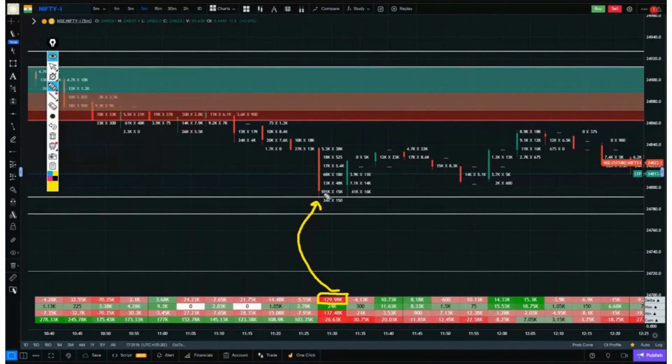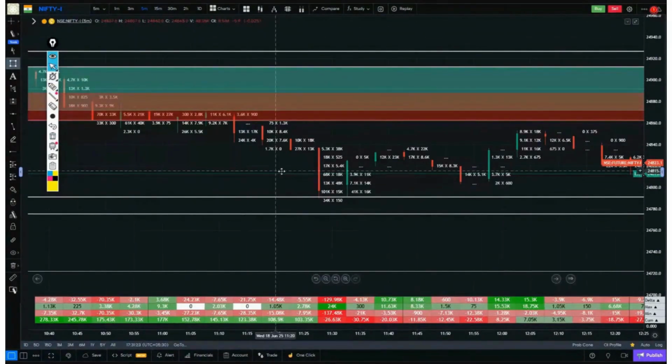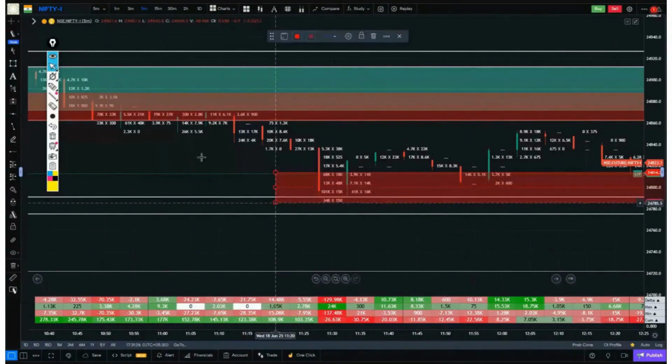Let's focus on its footprint and see where the maximum selling happened. Look at this, selling of 1 lakh is clearly visible here, and selling of 68,000 as well. This is the spot where we saw the highest amount of selling. But what did the very next candle do? It broke through all the selling zones on the upside. So what does that mean? It means that all this selling has now been absorbed here.